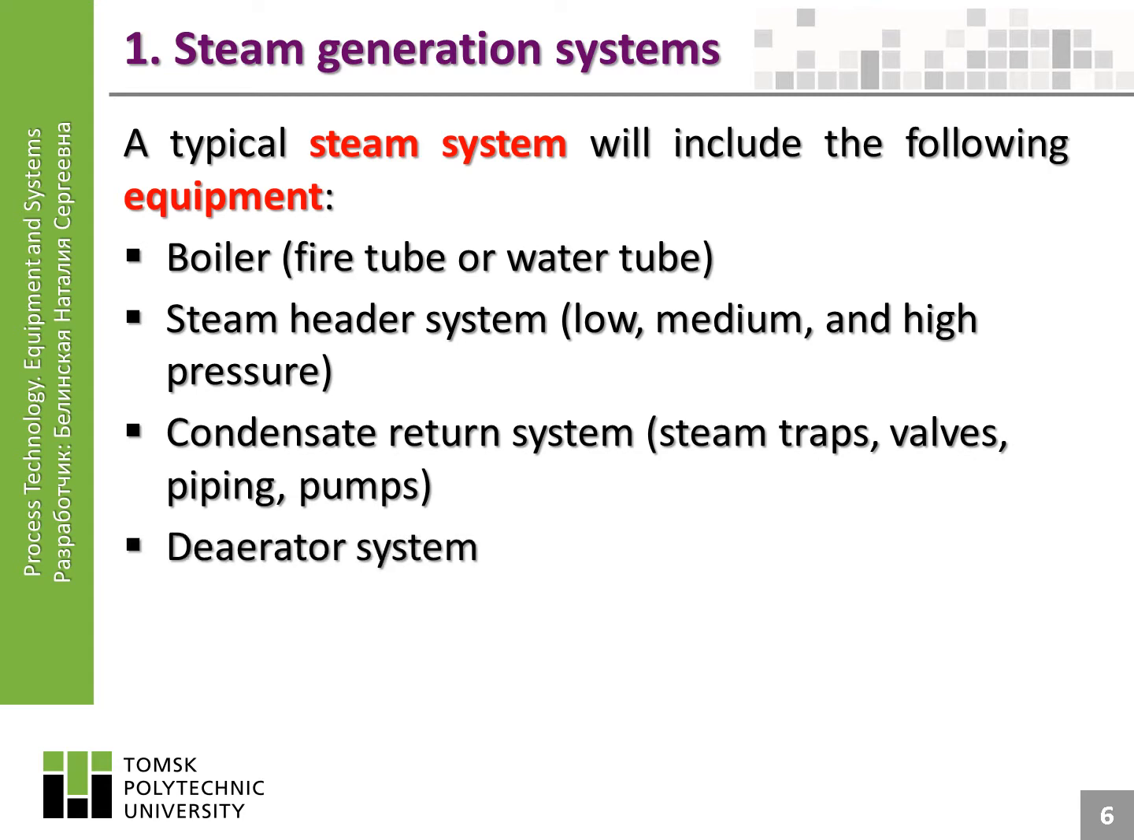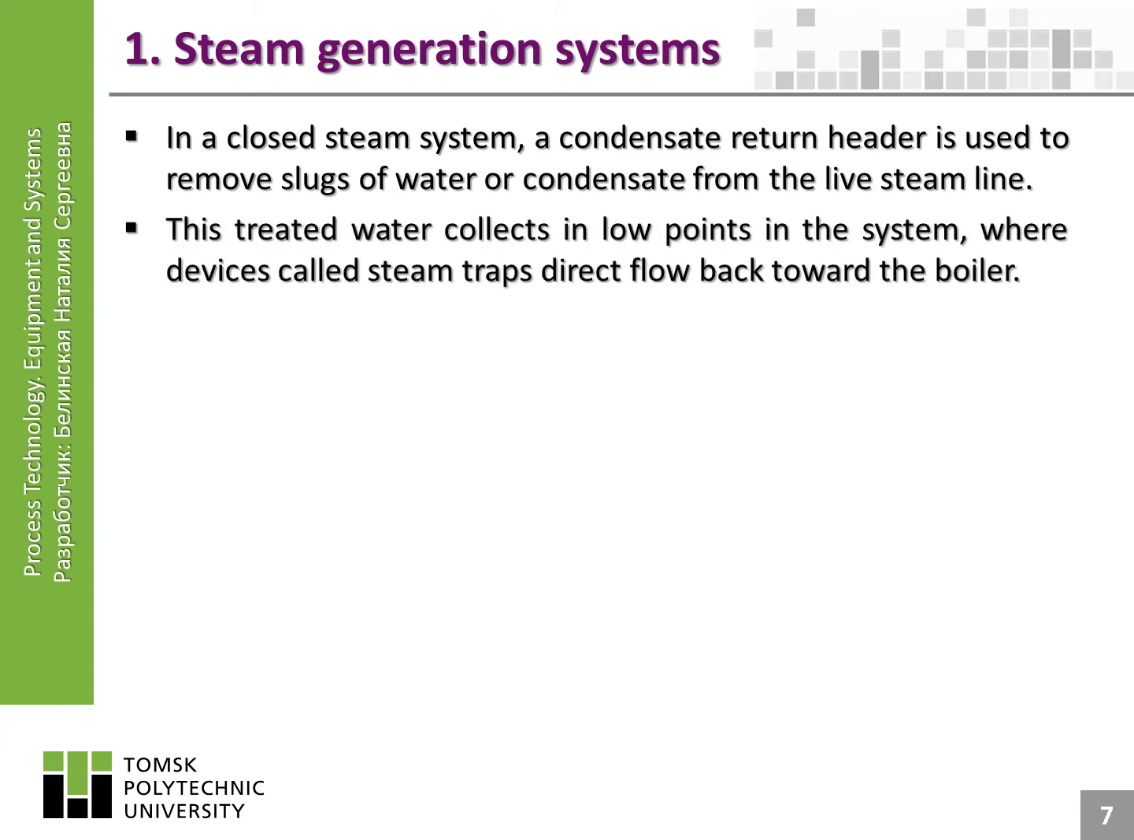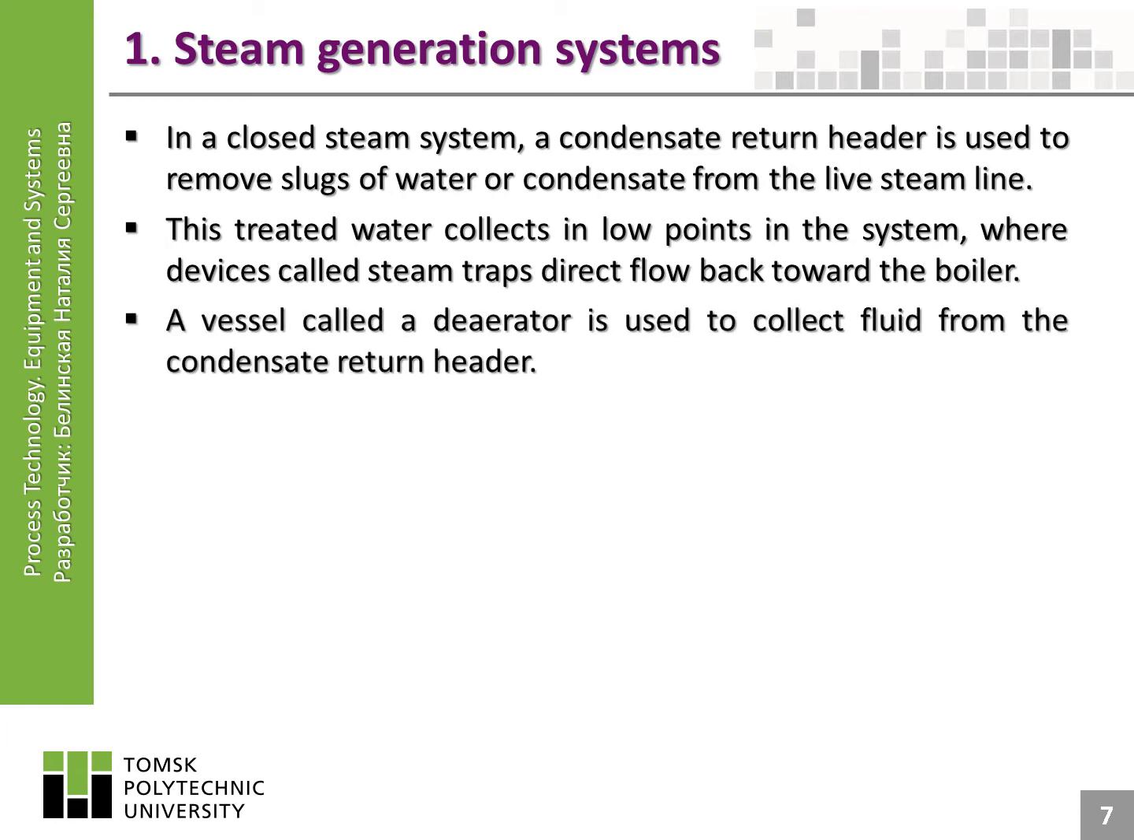deaerator system. In a closed steam system, a condensate return header is used to remove slugs of water or condensate from the live steam line. This treated water collects in low points in the system, where devices called steam traps direct flow back toward the boiler. A vessel called a deaerator is used to collect fluid from the condensate return header.